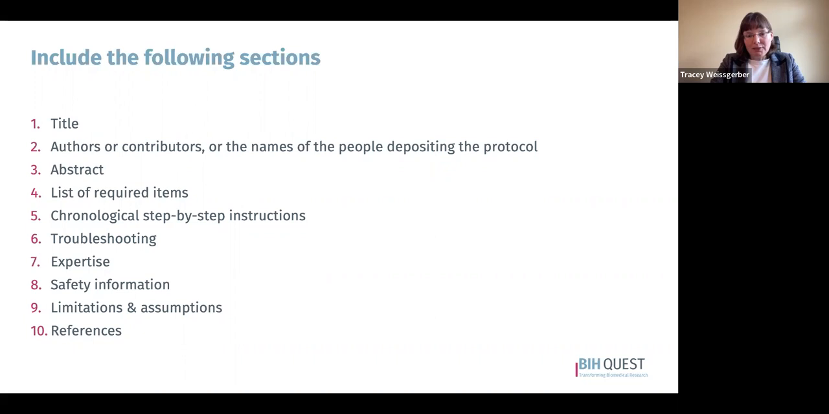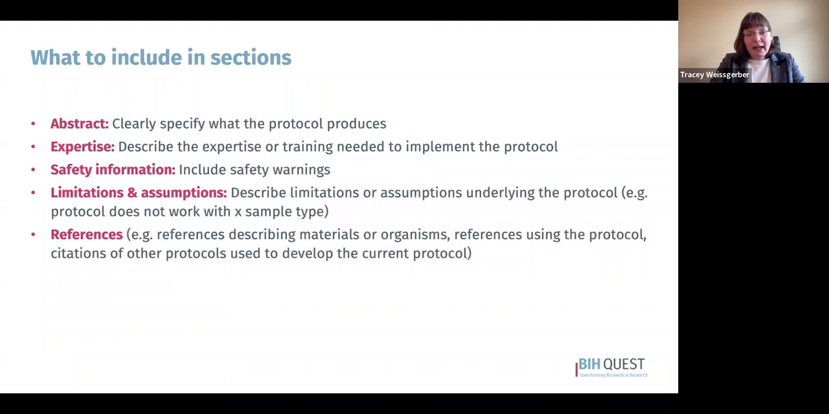Let's go into a little bit more detail about what you might want to include in some of these sections. So for the abstract, you want to clearly specify what the protocol produces. And again, this is to help someone quickly determine whether the protocol is potentially useful for their research needs. Next, we have a statement of expertise. So whenever we're implementing a protocol, it's really helpful to know what knowledge, expertise, or training someone might need to implement the protocol. And that may include a criteria for how you know when your training is good enough that you can actually start using that protocol for research purposes.